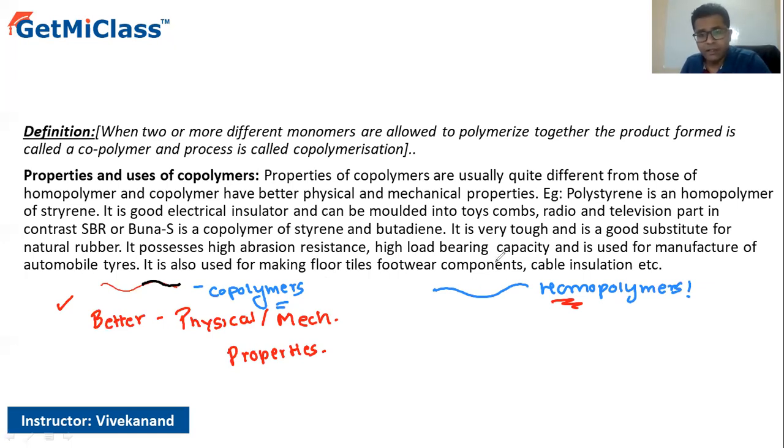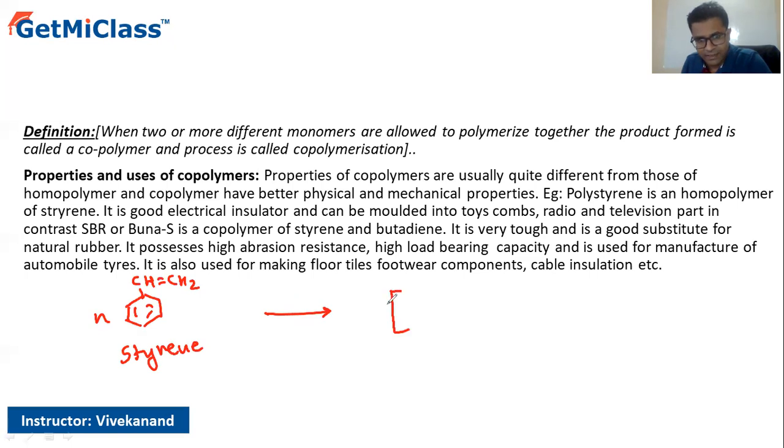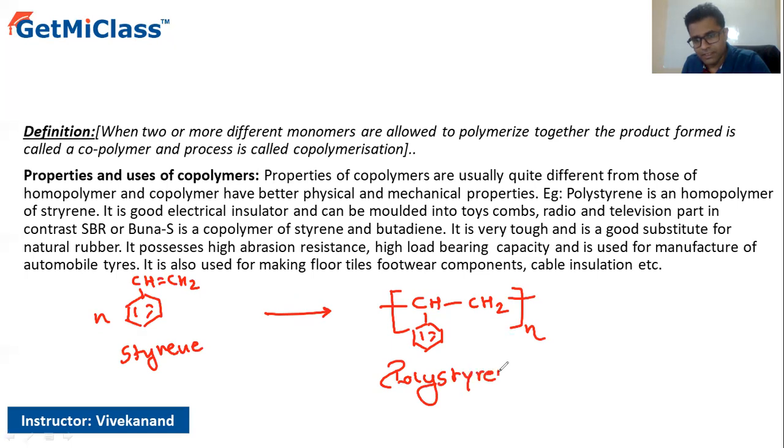For example, when we take a look at polystyrene. Polystyrene is actually made up of all styrene molecules. So this is a styrene, correct? When styrene undergoes polymerization, this particular styrene, CH, single bond CH2, and this particular chain actually continues. So this is our polystyrene, correct? Now this polystyrene, when you observe, is usually soft.